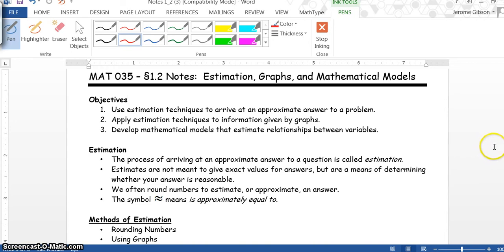Now we come here to estimation. Estimation is the process of arriving at an approximate answer to a question. Estimates are not meant to give exact values for answers, but are a means of determining whether your answer is reasonable. We often round numbers to estimate or approximate an answer. For example, if you're given the time and it's actually 2:59 p.m., most people would say 3 o'clock. They estimate it. And finally, the symbol, these squiggly equal signs here, means is approximately equal to.